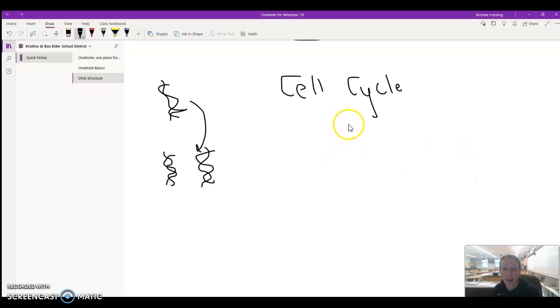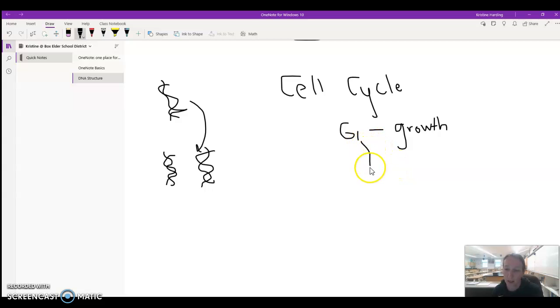So what you have here is a phase called G1. In G1 phase, this is when the cell just grows. And this is things like organelles within the cell are replicating, and it's just maturing and getting bigger.